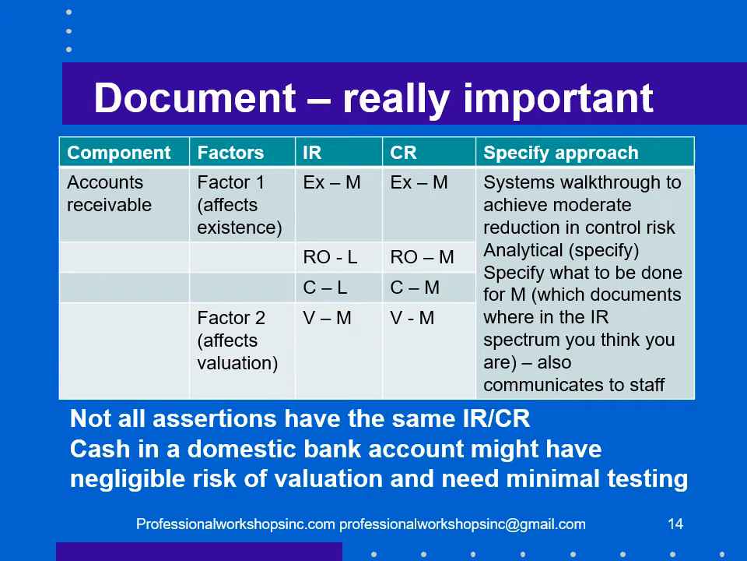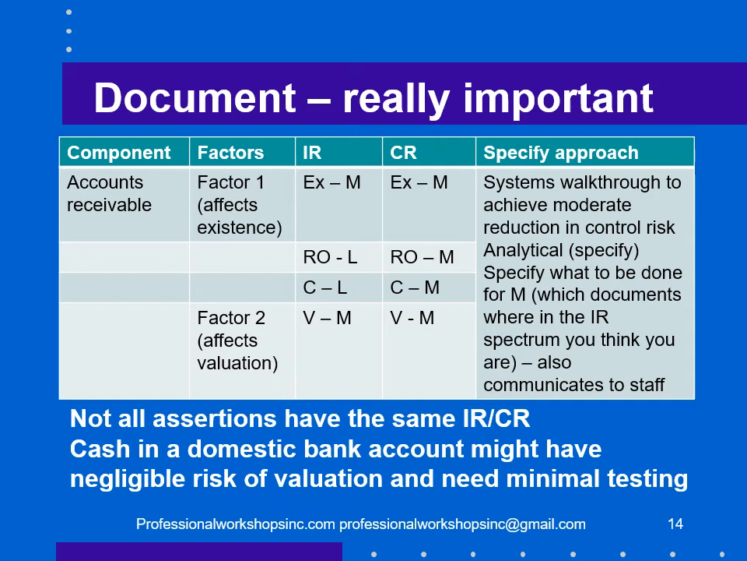And then the partner and the manager are supposed to think about and specify what they want to do in an audit and communicate to staff that weren't involved in those discussions what is to be done. So here's the place to do it. We say we're going to do a systems walkthrough to achieve a moderate reduction of control risk. And we're going to do this analytical procedure this way. Here's my expectation. And there we're going to specify what we need to do for the two inherent risks of moderate things that we've specified. What do we need to do? What are the tests we're going to do?